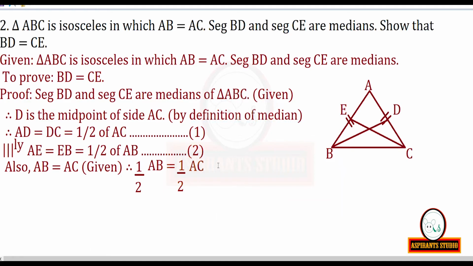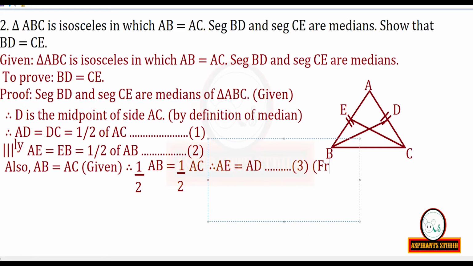Now look at equations 1 and 2. We can write half of AB as AE and half of AC as AD by looking at equations 1 and 2. Therefore, we get AE is equal to AD. Now take it to be the third equation, and write the reason from 1 and 2.